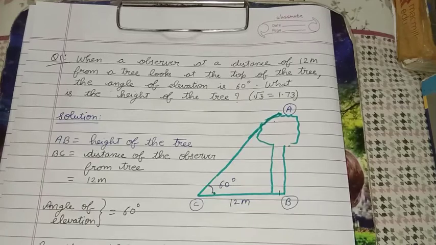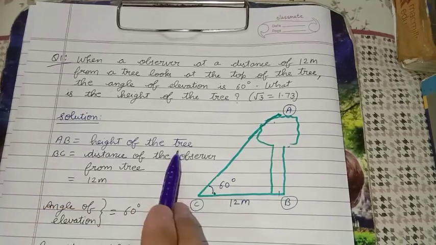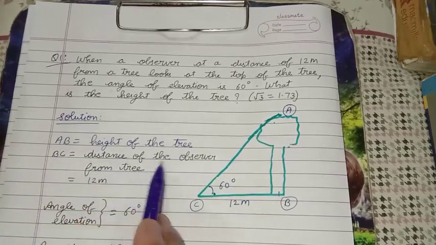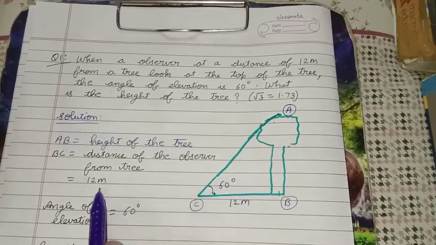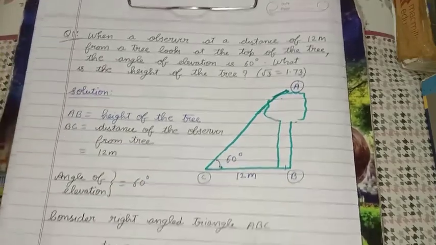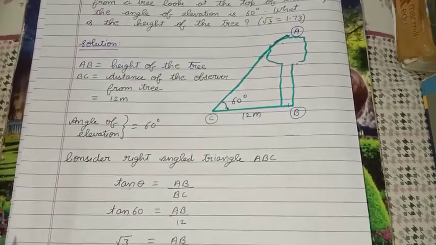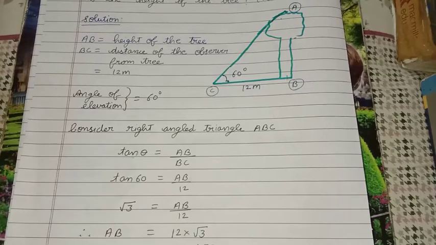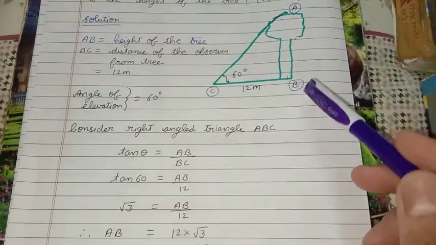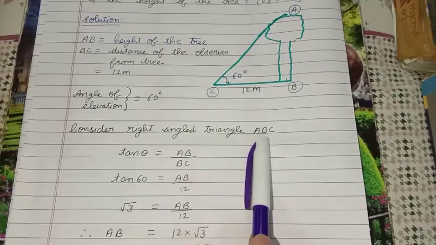So see, I have written over here, AB is the height of the tree, BC is the distance of the observer from the tree. See, this is the distance, which is 12 meters. Fine. Next, the angle of elevation is 60 degrees. Can you see the angle of elevation? It's given 60 degrees. Now consider this to be a right angle triangle ABC.